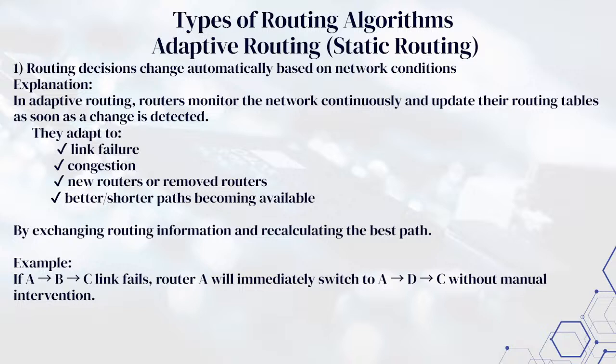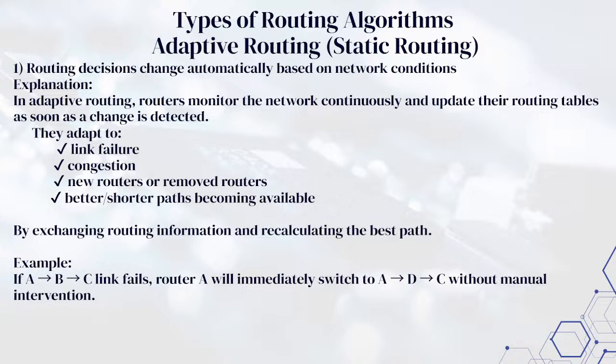Okay, the changes can be link failure, congestion, new routers or removed routers, or a better or shorter path becoming available. So by exchanging this routing information, it will recalculate the best path. Here again, whatever the five points we have learned in non-adaptive, all are here also with some more features.